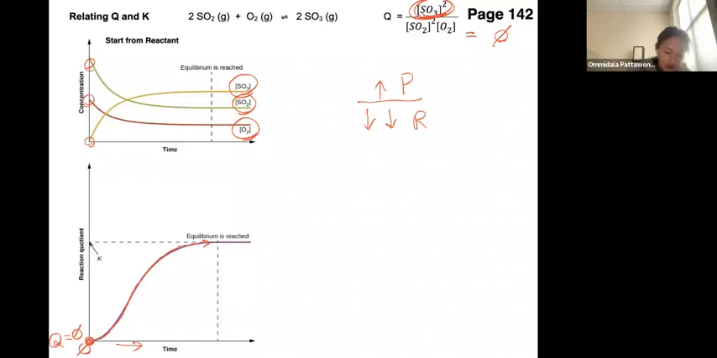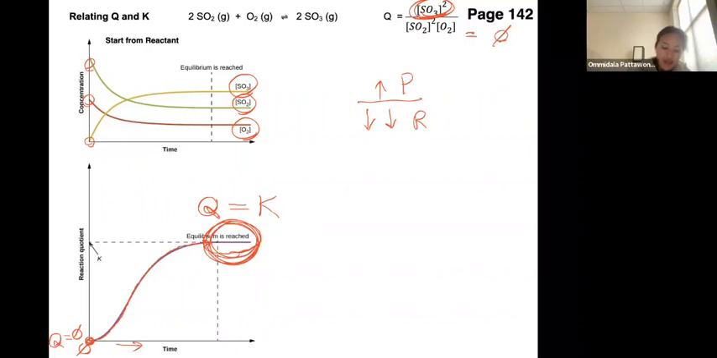So that's why you see on this graph right here, the value of Q doesn't change at all. This indicates that equilibrium has already been reached, and this is the point where the Q value is equal to K. That's why we call it the equilibrium constant, because it's constant. It remains the same and doesn't change as time progresses.